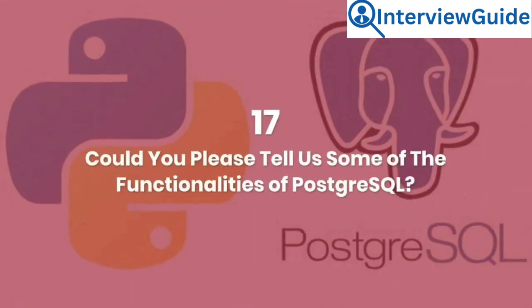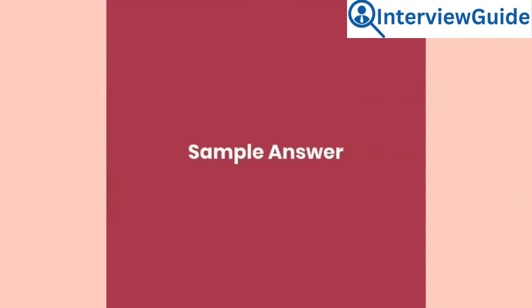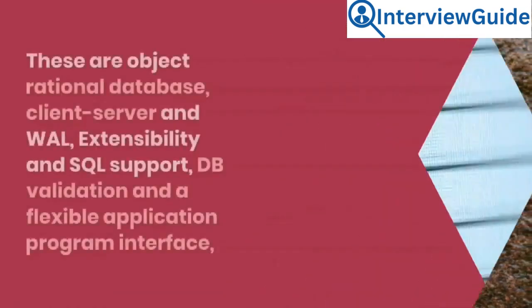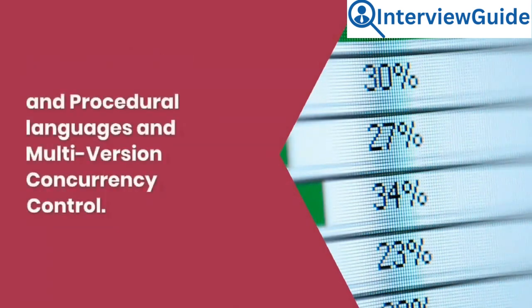17. Could you please tell us some of the functionalities of PostgreSQL? Sample answer. There are 5 functionalities of PostgreSQL. These are Object Relational Database, Client Server and WAL, Extensibility and SQL Support, DB Validation, and a Flexible Application Program Interface, and Procedural Languages and Multi-Version Concurrency Control.